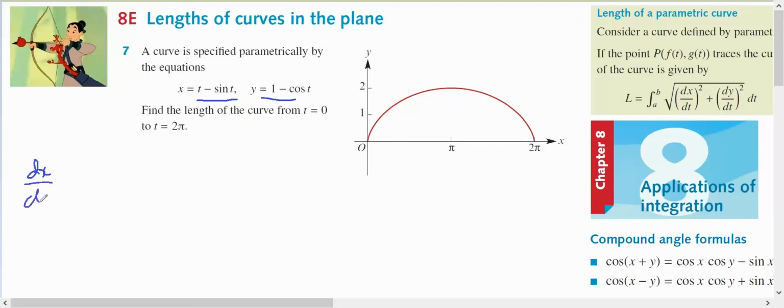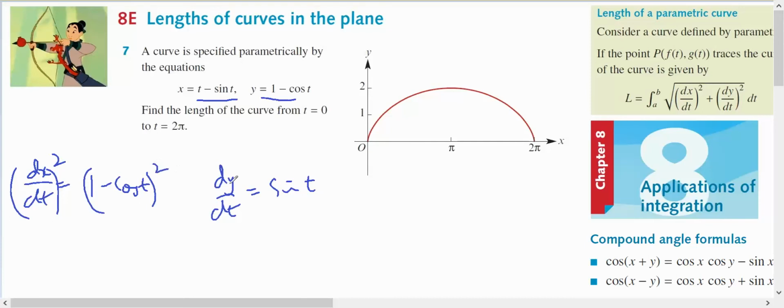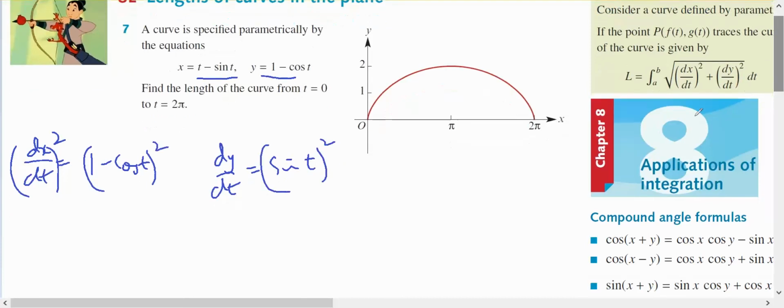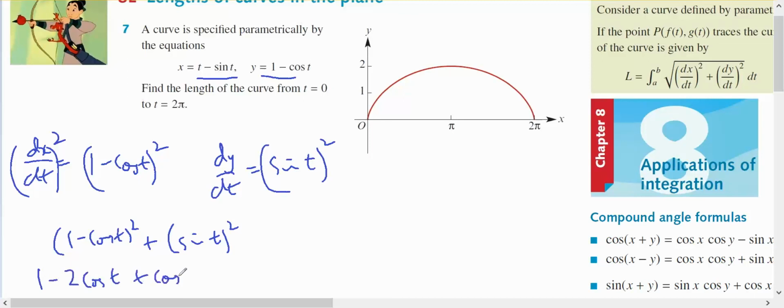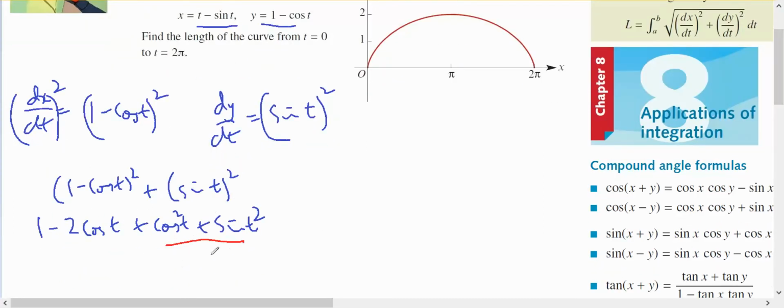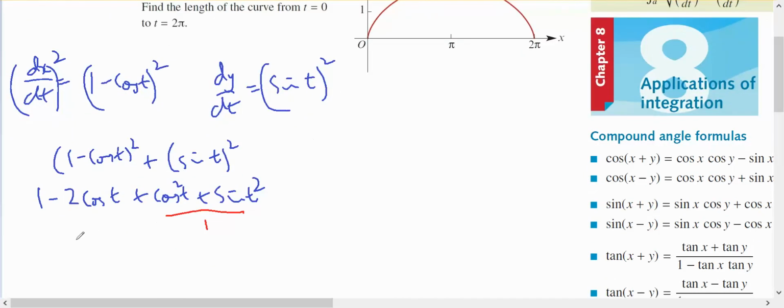So dx/dt will be 1 minus the cos of t, and dy/dt will be sine of t. And if I'm looking at this squared, it's going to be that squared and that squared. So (1 minus the cos of t) squared plus (the sine of t) squared will give me 1 minus 2 cos of t plus cos squared of t plus sine squared of t. This will equal 1. Therefore, I've got 2 minus 2 cos of t.